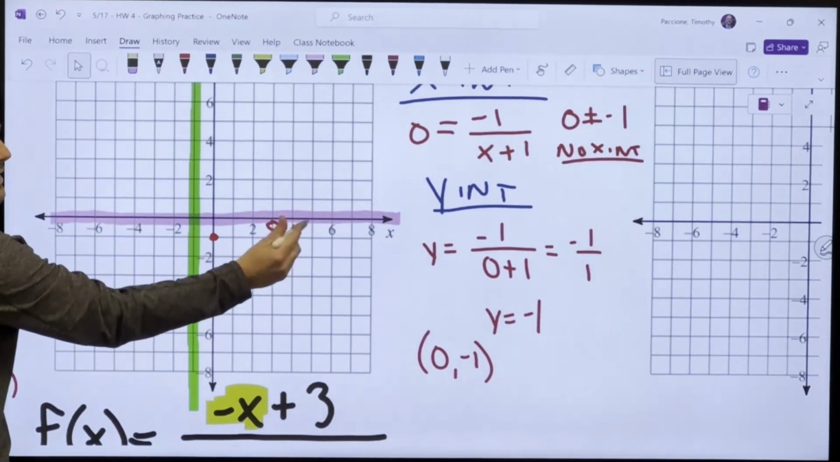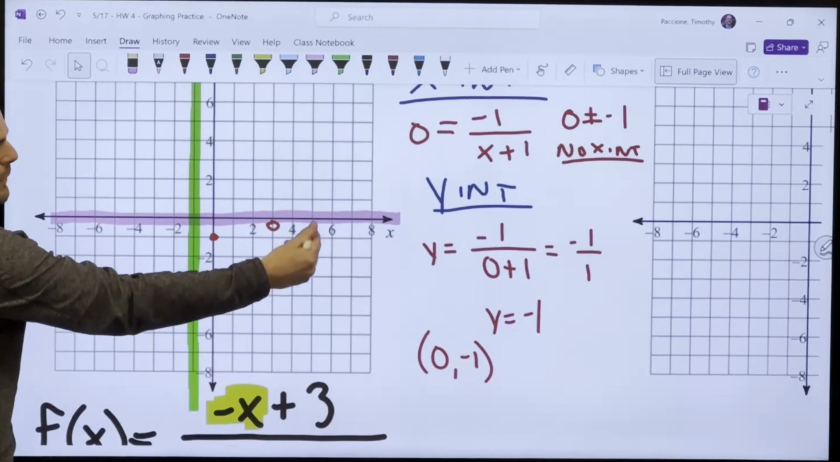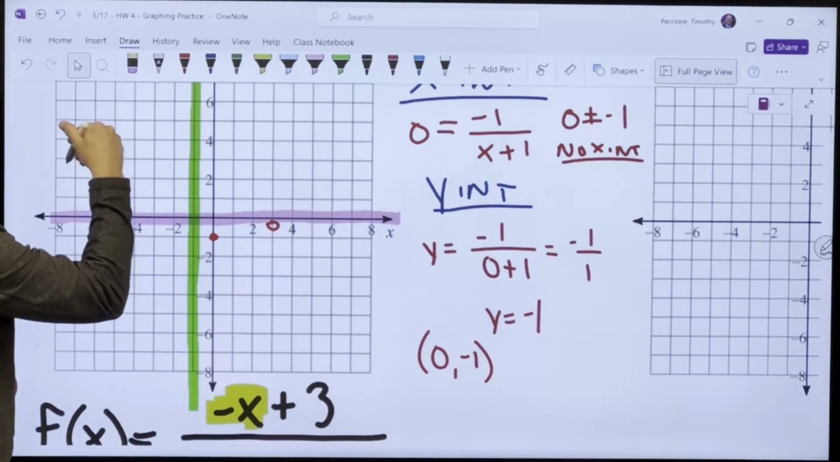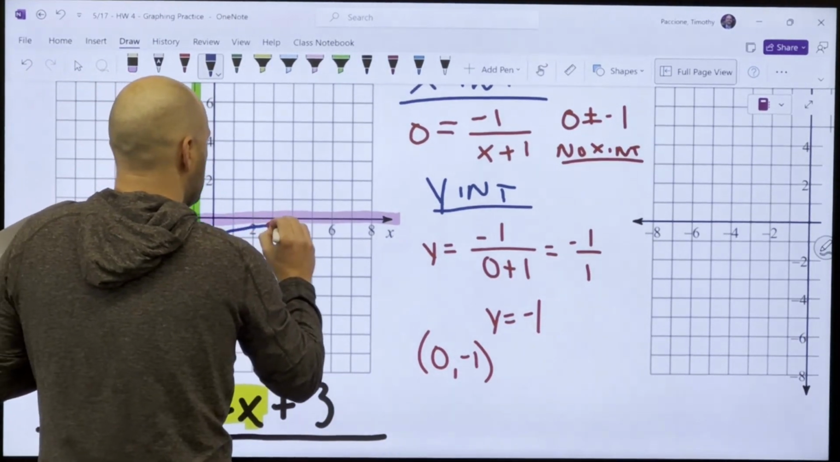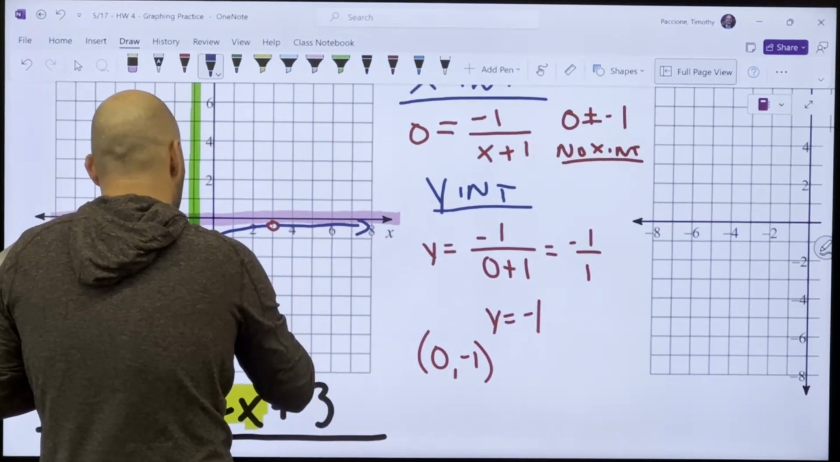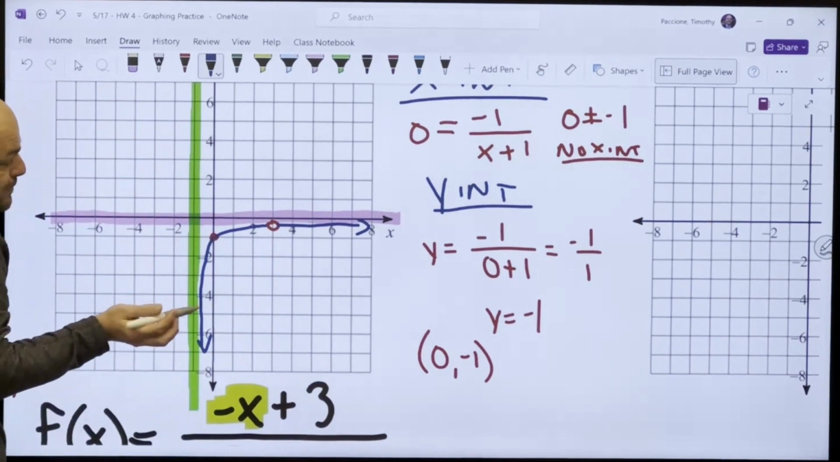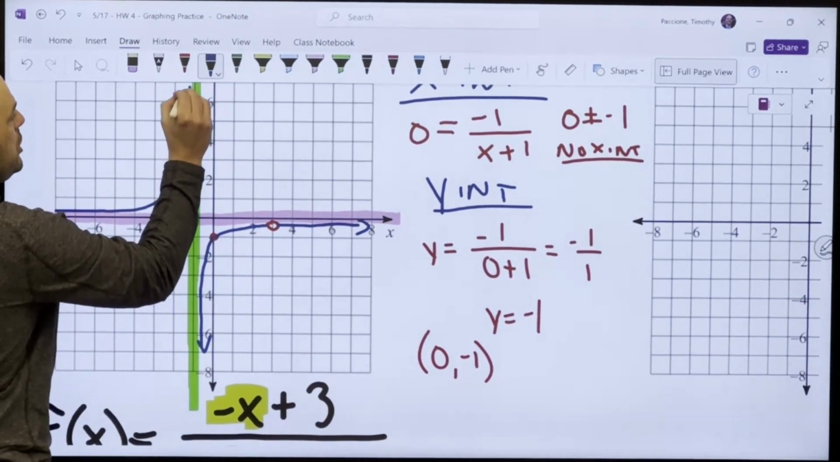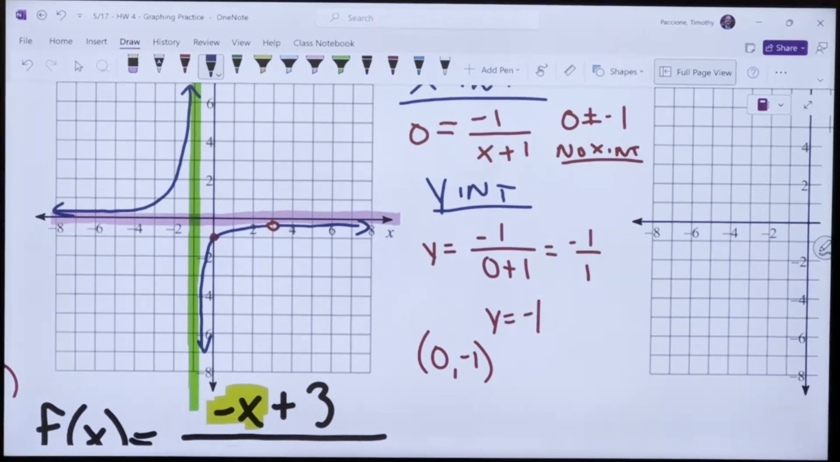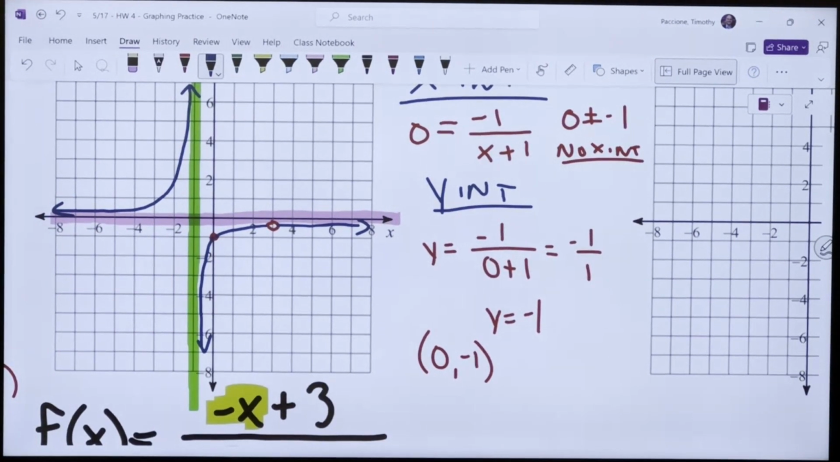Why? Because we have points here, right? If we have points here, there's got to be a curve here. And if there's a curve here, there's a curve here. So I just go with what I got. I go through these. And then on this side, I got nothing. So I just kind of draw a curve and do my best, right? And I got my function.